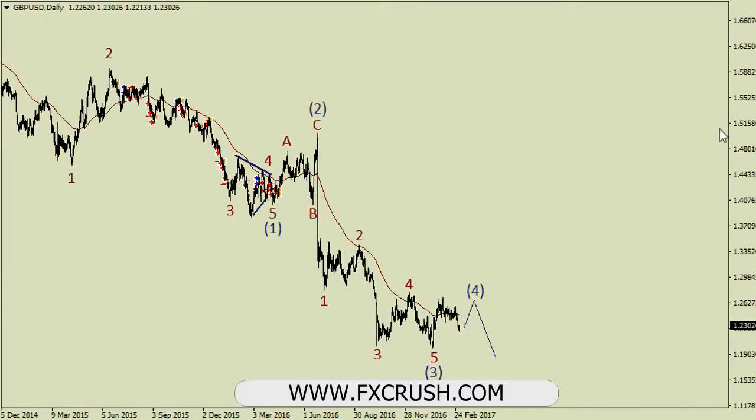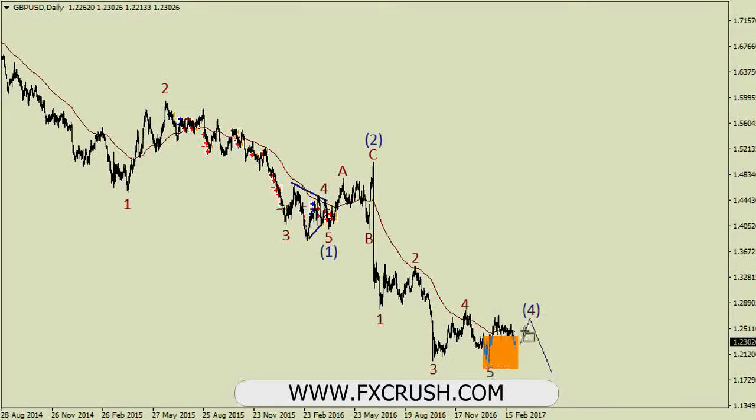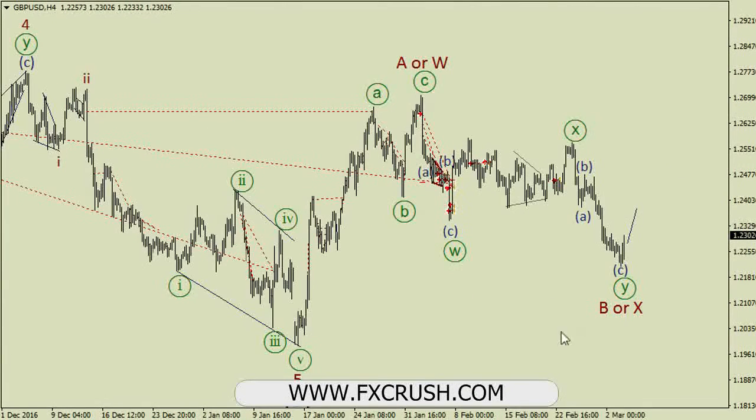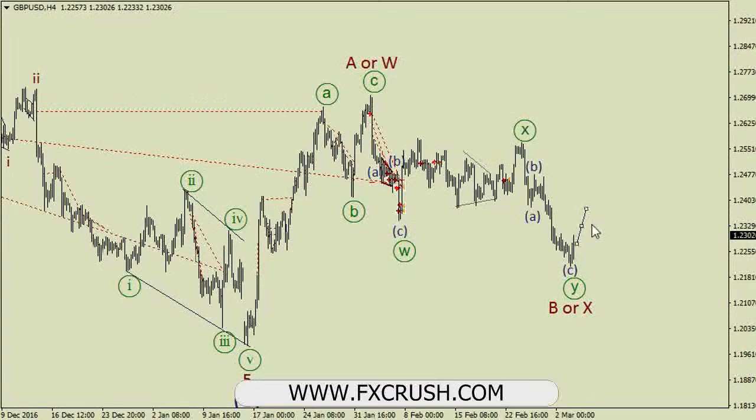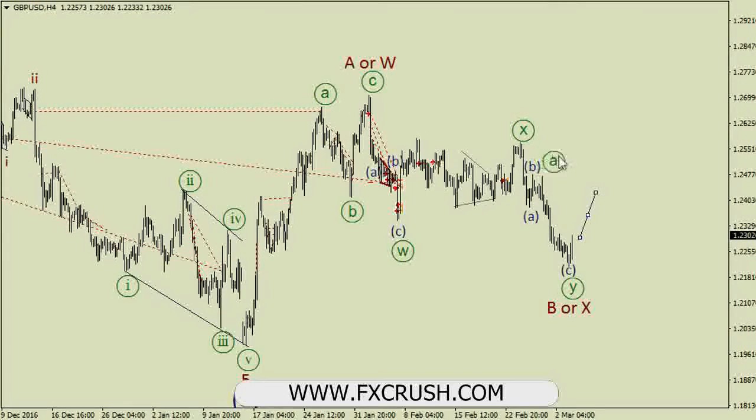Wave count on British pound is still very tricky. This wave 4 could be continued maybe in a form of a double 3. In this case, we could have here a double zigzag in wave B or X, like W, X, Y, and then there's an opportunity to have a bullish impulse, for example, in this wave A.